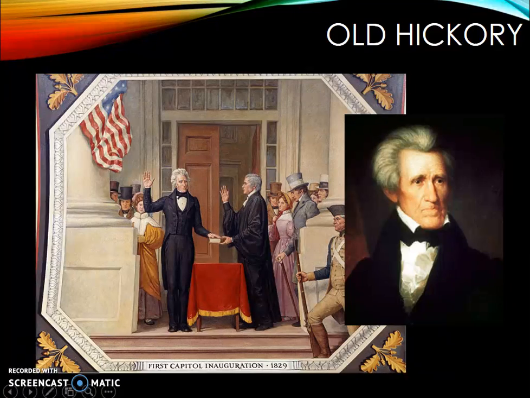A lot of people really, really loved Andrew Jackson for many reasons. He was a war hero, and he was a self-made man. Andrew Jackson is really the epitome of the American dream, and I'll tell you a little bit about him so that you know why.